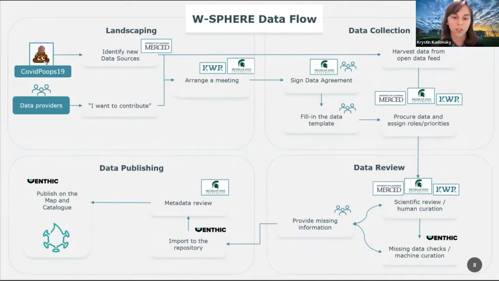That information is highly valuable to understanding the behavior of the virus. In addition, we might not have the gene targets that were used or the lab methodology, and all that information can help us understand and track the virus better. Once we have that information, we import it into a repository, a final data review is conducted, and then it is published to our map.